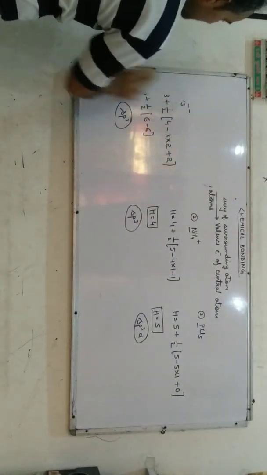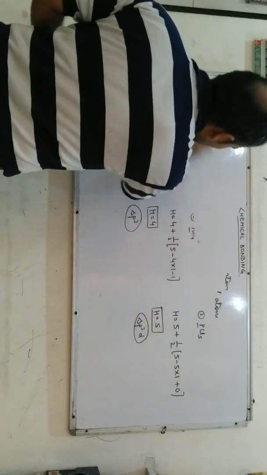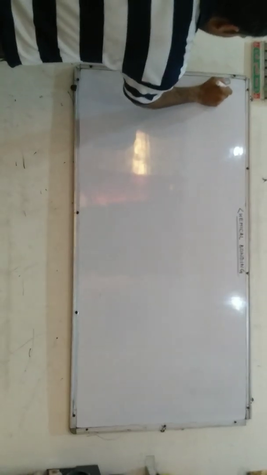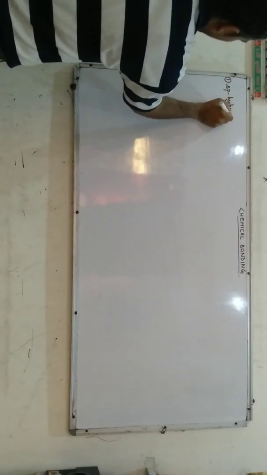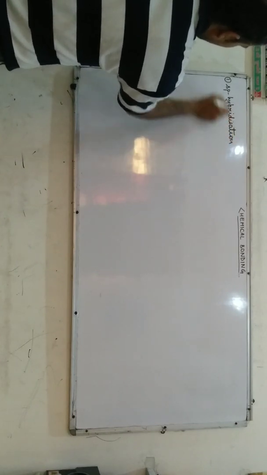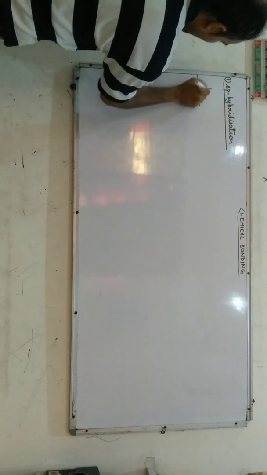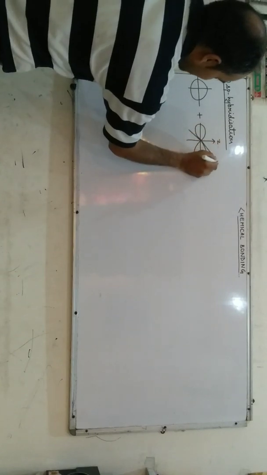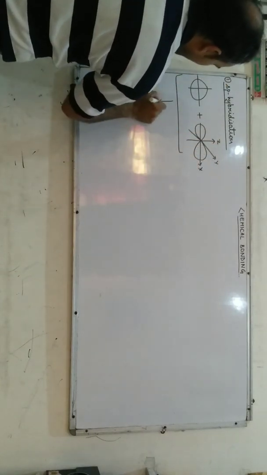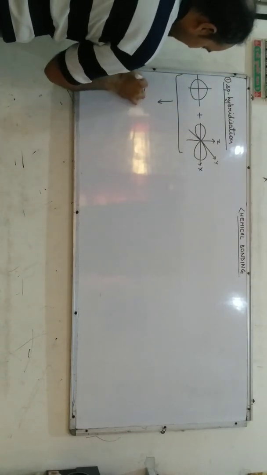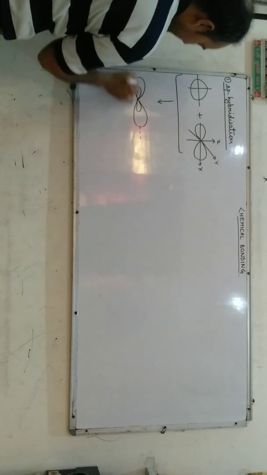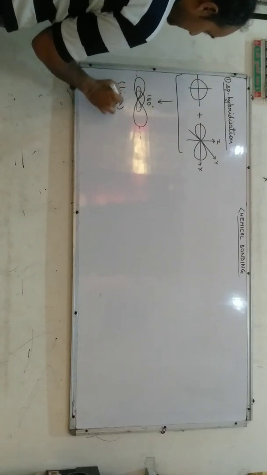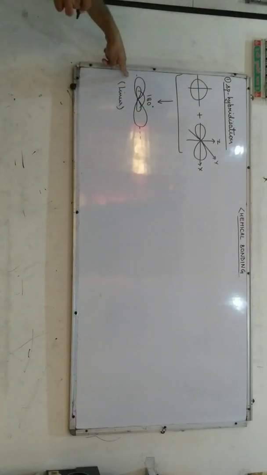Student, as we described earlier, sp hybridized orbital is formed by the combination of one s and one p orbitals. Now let us summarize sp hybridization, in which one s and one p orbital are involved. Here the z axis, y axis, px. When one s and one p orbital are involved, sp hybridized orbitals form like this type. The bond angle is 180 degrees. The shape will be linear. The sp hybridized orbital shape will be linear and the structure is represented like this.